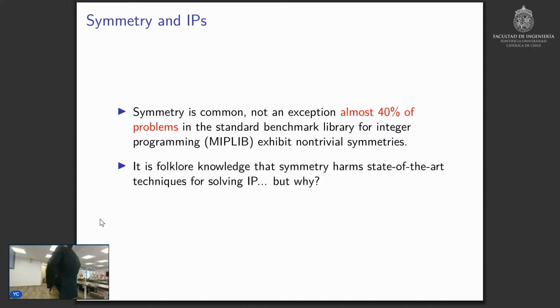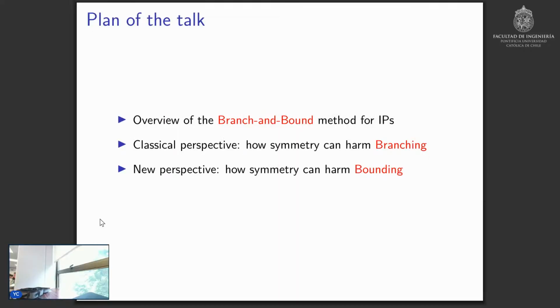have non-trivial symmetries. Now, on the other hand, in the community it's common knowledge that symmetry harms the state-of-the-art techniques for solving this problem. So now, the goal of this talk is to understand why, or a potential reason why that could happen.